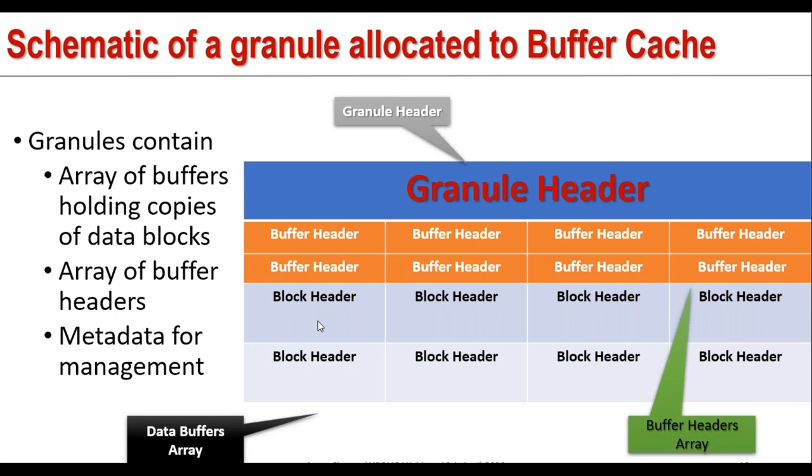So this is the array of the data buffers. And then you have the array of the buffer headers, which are maintained. Each granule is going to be holding such information, since it is a much larger structure compared to a standard block, which is just 8 KB. So definitely one granule can hold the information of more than one data block.